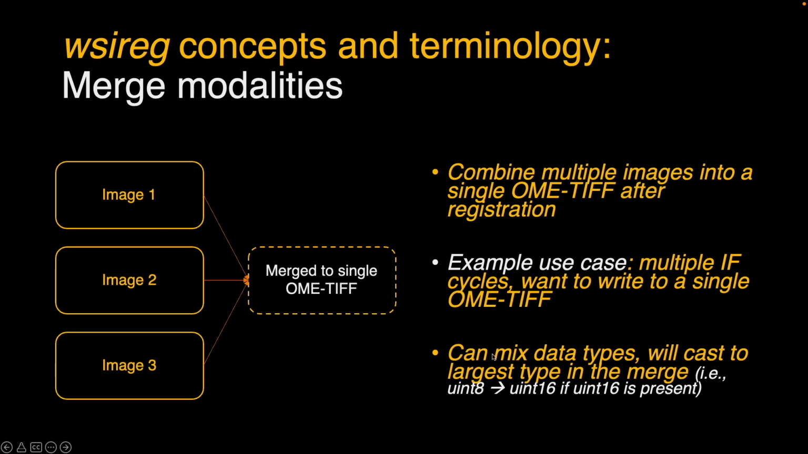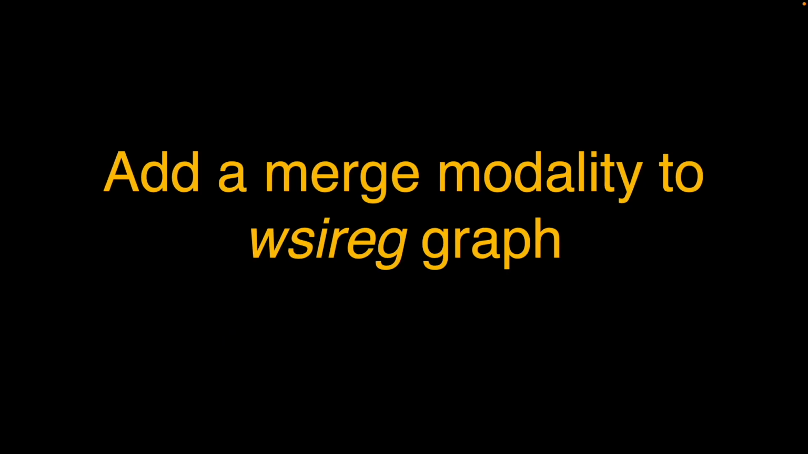Right now, wsireg supports this, and it will mix data types. So you could, for instance, although not necessarily recommended, mix something like a transmitted light bright field image with a fluorescence image, taking an RGB style image and mixing it with a fluorescence image. It will default to casting the smaller data type to the larger data type when it stores it in the OME-TIFF. So let's look at an example of adding a merge modality to a wsireg graph.